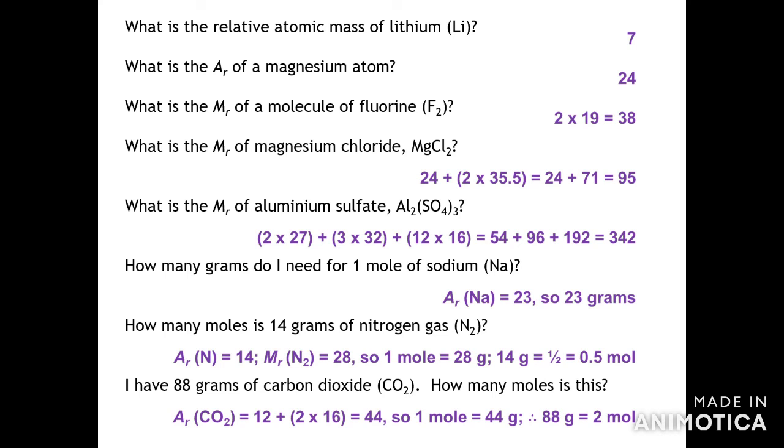MgCl2, 95. Complicated one here, aluminium sulfate gives us 342. The relative atomic mass of sodium is 23, so we would need 23 grams for 1 mole. For nitrogen, 14 grams of nitrogen gas, which is a molecule, would be half a mole, 0.5. And if we had 88 grams of carbon dioxide, this would equal 2 moles. Okay, if you need to go back and review any of the lesson, just press rewind. Well done if you got all those right.